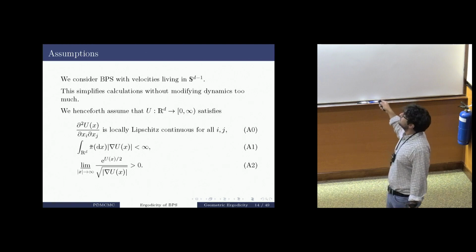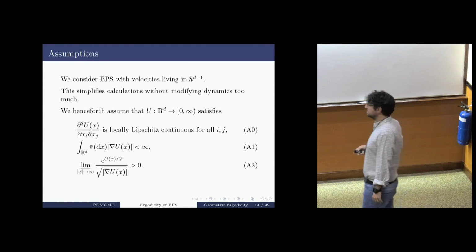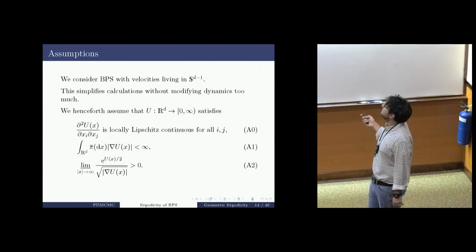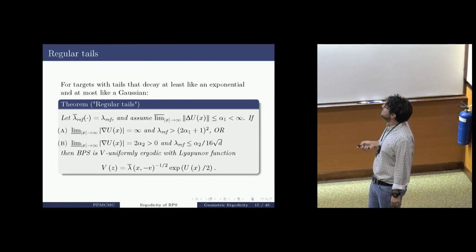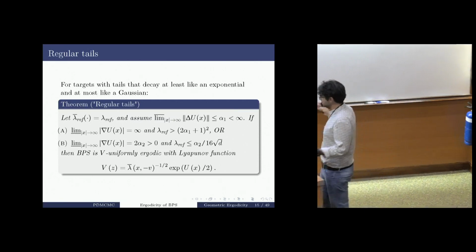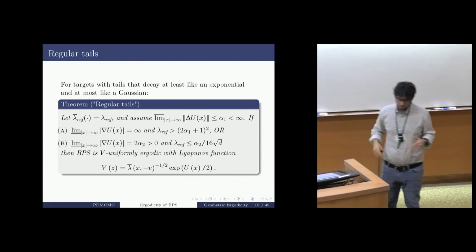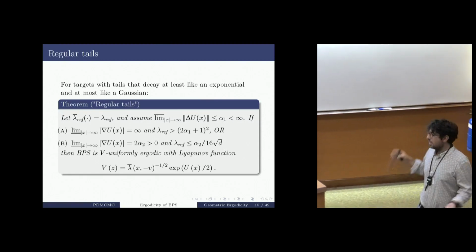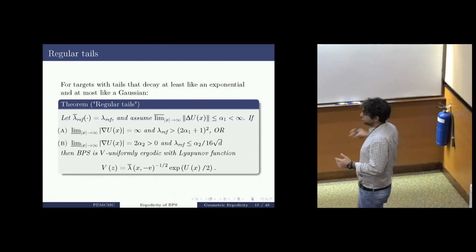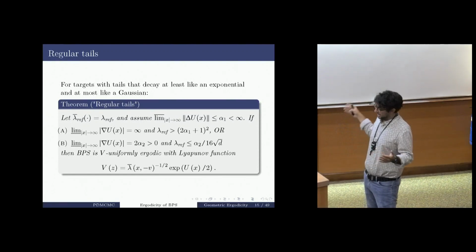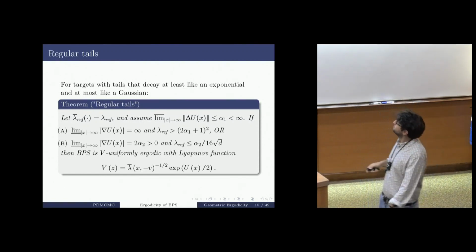We treat velocities living in the unit sphere because it makes calculations a lot easier than dealing with Gaussian velocities. And this is the first result we got, which basically covers all distributions that satisfy those assumptions with growth between an exponential and a Gaussian. So the potential grows at least as fast as a linear function, and at most as fast as a quadratic.